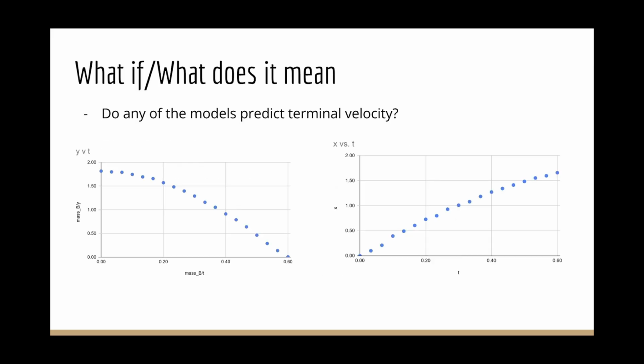So, what if, and what does it mean? Do any of these models predict the terminal velocity? As you can see here in the velocity in the y direction, it has a parabolic shape, and in this case it is accelerating. So this is not terminal velocity, because it's accelerating toward the ground until it hits it. In the x direction, you can see a much more linear shape, so it is not going to accelerate anymore. It is the fastest it could be, so this would be a more accurate representation of terminal velocity.